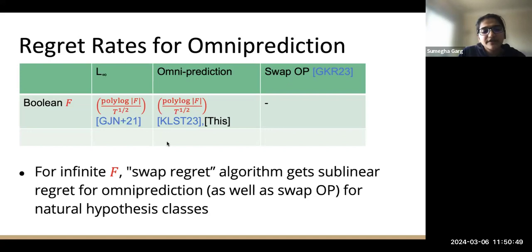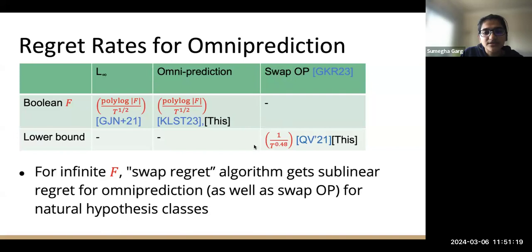Okay, so for infinite hypothesis classes, a swap regret algorithm gets us some sublinear regret rate. The rate is 1 by T to the 1/8 when you're doing linear regression, where the hypothesis class is linear functions. So we get some sublinear regret for natural infinite hypothesis classes.